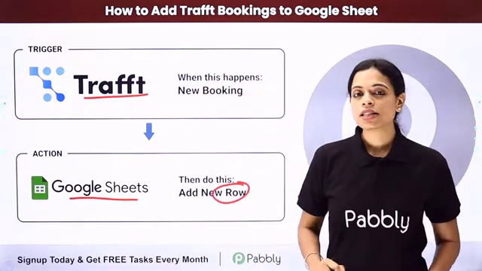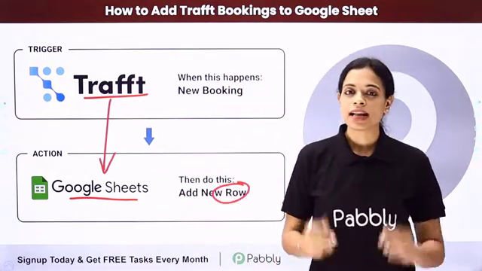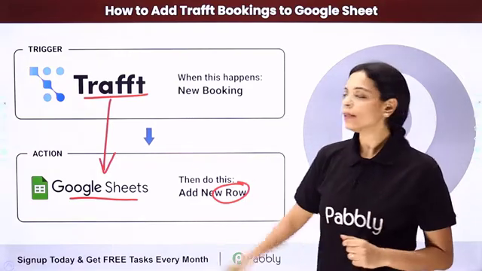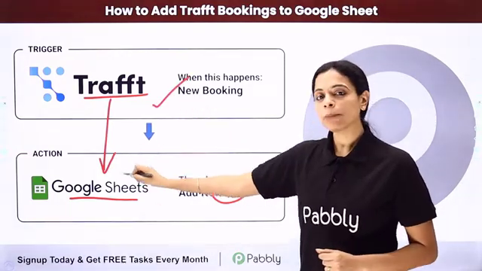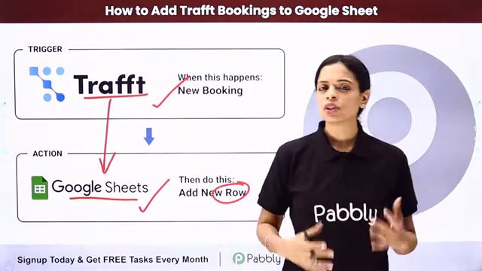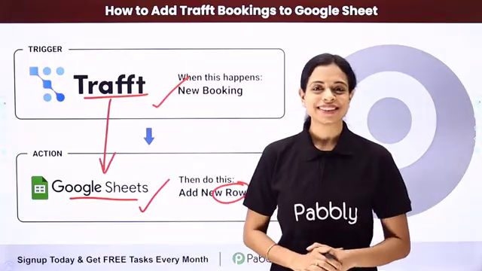Now, how can you do this? For this, you will have to set up some integration between Trafft and Google Sheets, and the same thing can be done using Pabbly Connect software. Here, your trigger application would be Trafft and your action application would be Google Sheets. Now, how can you integrate and automate this entire process yourself? To understand that, let me take you to my screen.